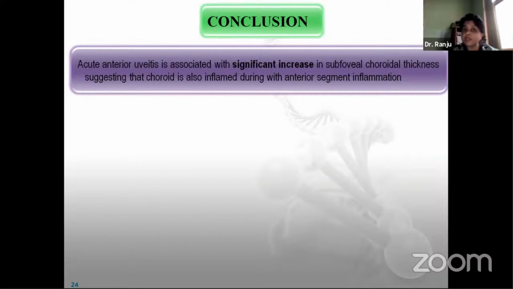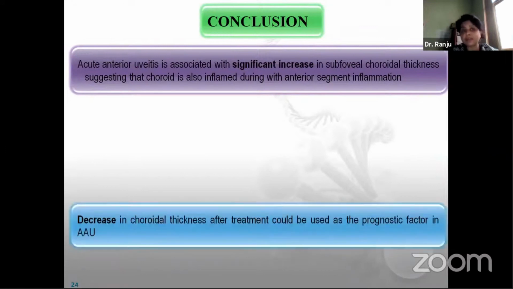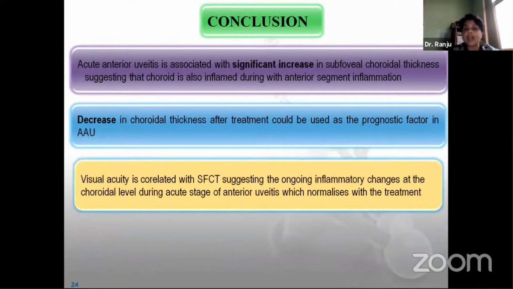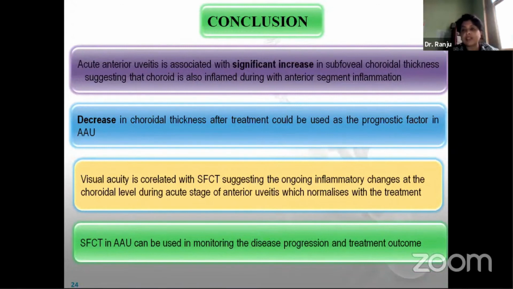However, we conclude that acute anterior uveitis is associated with a significant increase in subfoveal choroidal thickness, suggesting that the choroid is also inflamed during the anterior segment inflammation. The decrease in choroidal thickness after treatment can be taken as an important prognostic factor, even in acute anterior uveitis. And yes, visual acuity is correlated with subfoveal choroidal thickness, suggesting an ongoing inflammatory process at the choroidal level during the acute stage of uveitis, which normalizes with treatment. Thereby, the final point is that the subfoveal choroidal thickness in acute anterior uveitis can be used in monitoring the disease progression and the treatment outcome.